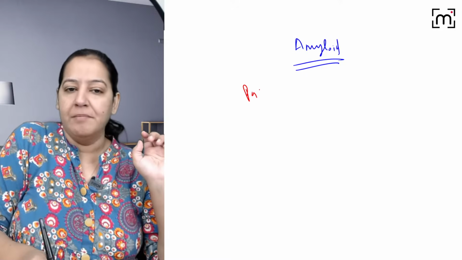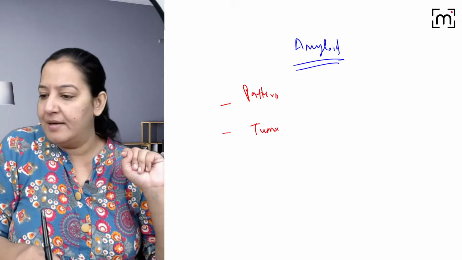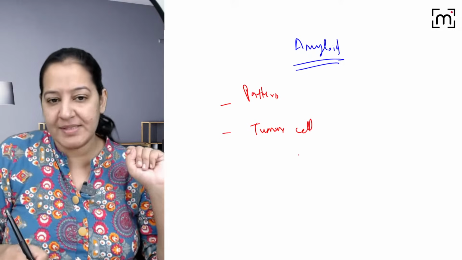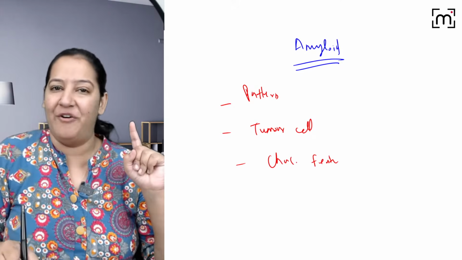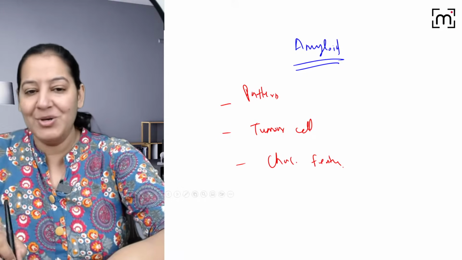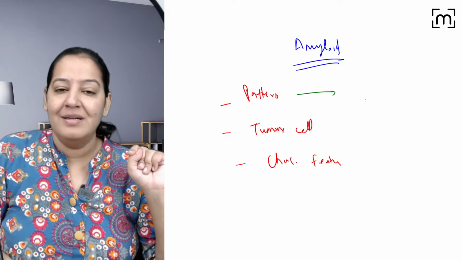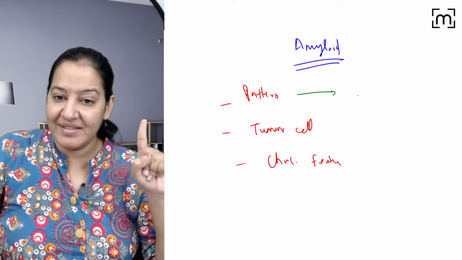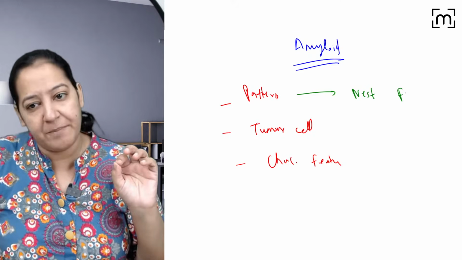Tell me the pattern. First tell me the pattern, then describe the tumor cell. Can any one of you describe the individual tumor cell? Then tell me the characteristic feature of this tumor. So what is the pattern here? The pattern here is nesting. Small nests are there, which are separated by fibrovascular septa.